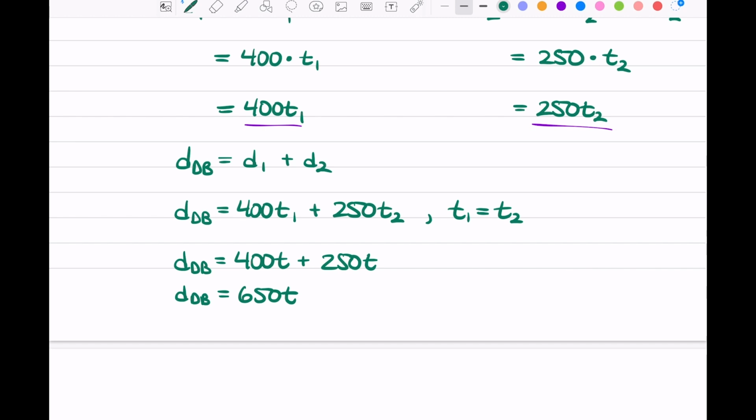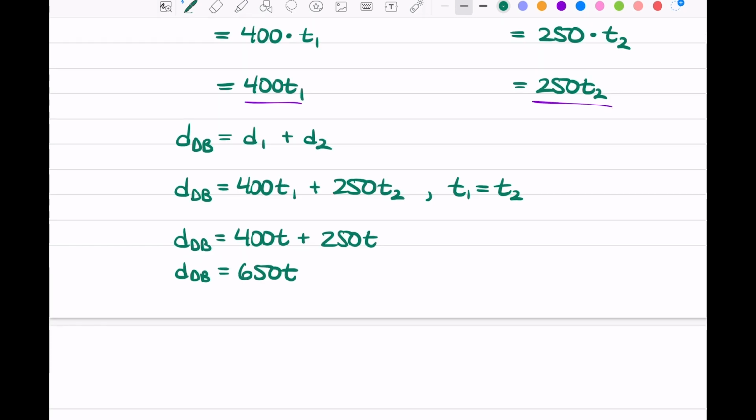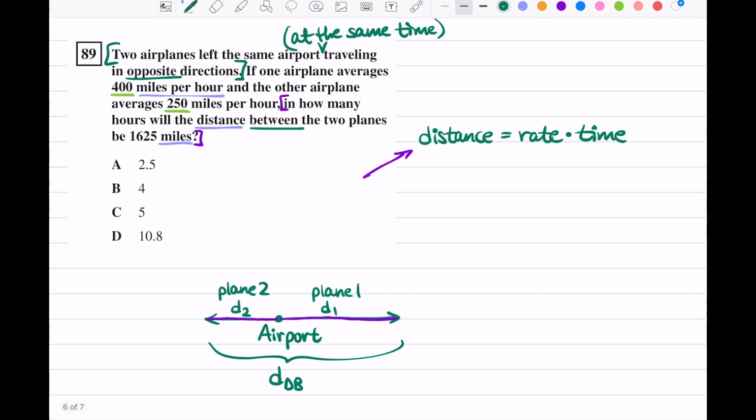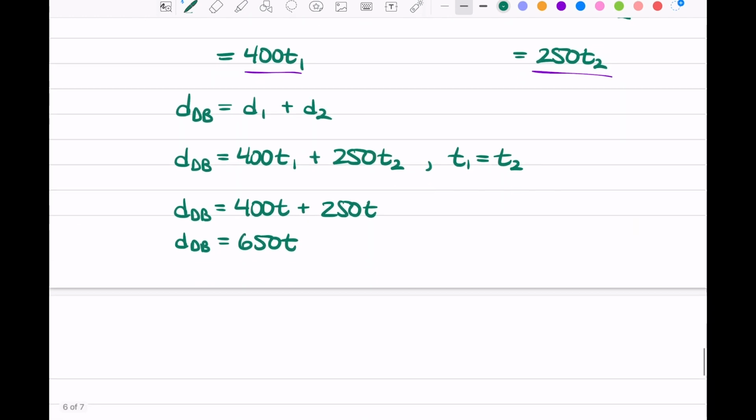So this equation says that the distance between the 2 planes is going to be 650 times the time that they're flying. Now let's review what the question's asking. It asks, in how many hours will the distance between the 2 planes be 1625 miles? So that number, we can just plug into this equation for d between. So if the distance between the 2 planes is 1625 miles, we can use this equation to solve for the time. And that'll tell us how long these planes were flying.